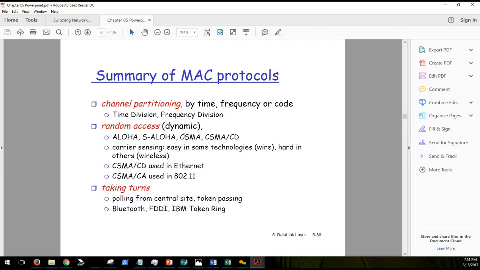And here's a summary of our media access control protocols. Again, this is really important. Write this one down. You want to memorize this slide, 536. You want to get that one down hard.